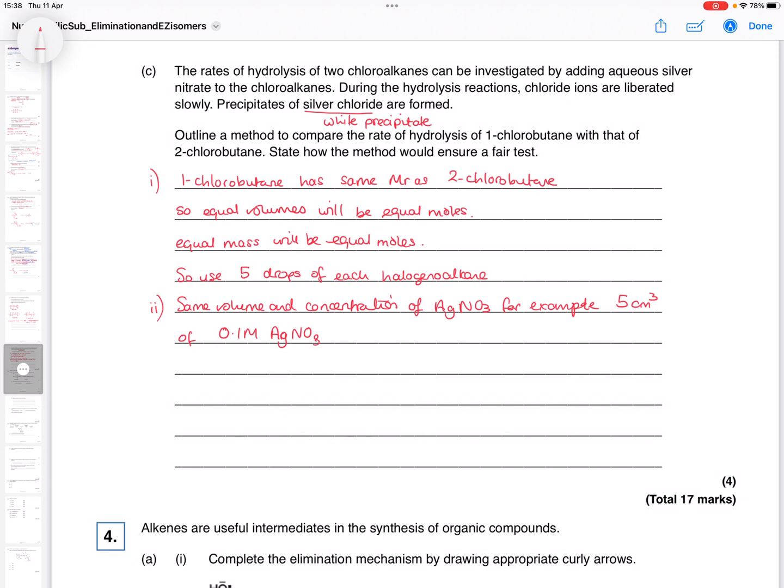Okay. The other thing you're going to want to do is you're going to have the same temperature, for example, a water bath at 50 degrees C, and wait for all solutions to reach this temperature before mixing.